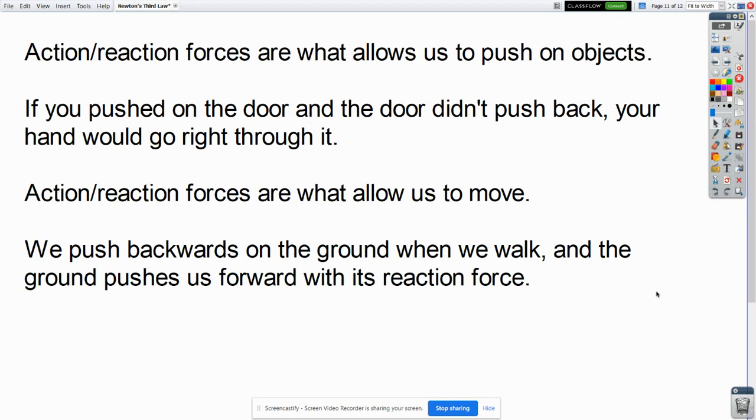Action-reaction forces are what allow us to push on objects. You push on that door to open it. If the door didn't push back, your hand would go right through the door.